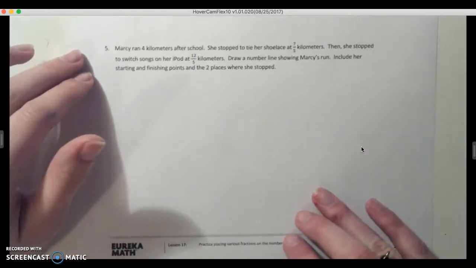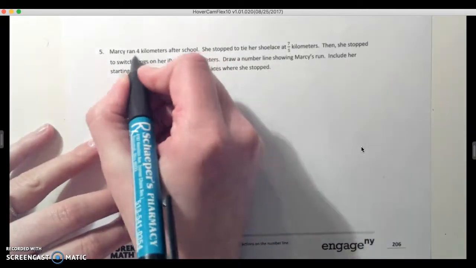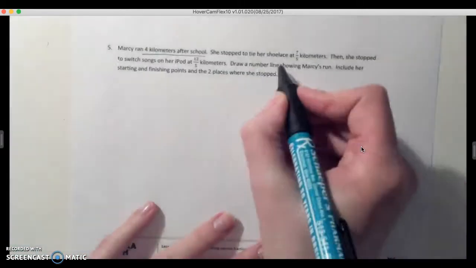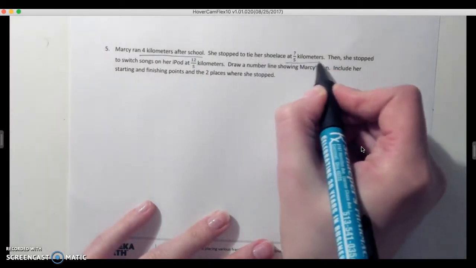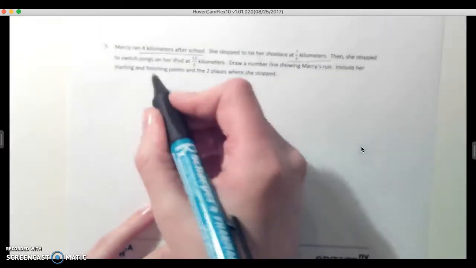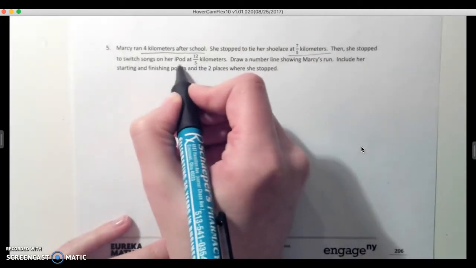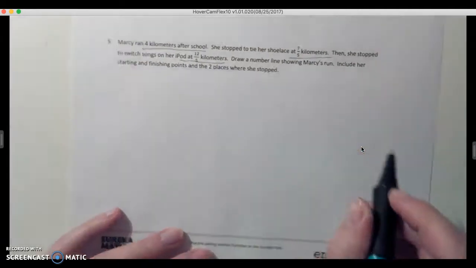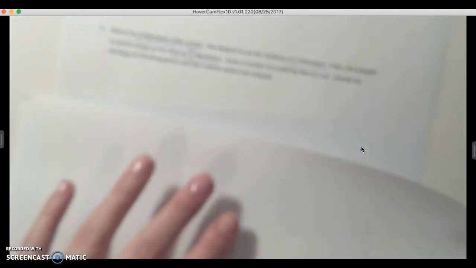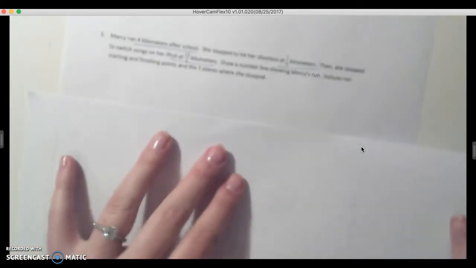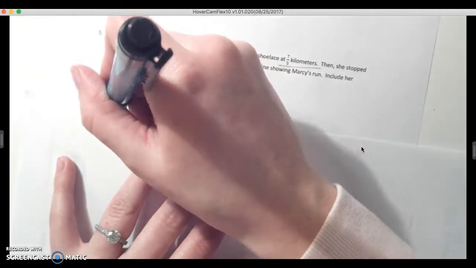We will go to 5. Marcy ran 4 kilometers after school. She stopped to tie her shoelace at 7/5 kilometers. Then she stopped to switch songs on her iPod at 12/5 kilometers. Draw a number line showing Marcy's run. Include her starting and finishing points and the 2 places where she stopped. So I'll go ahead and draw my number line.